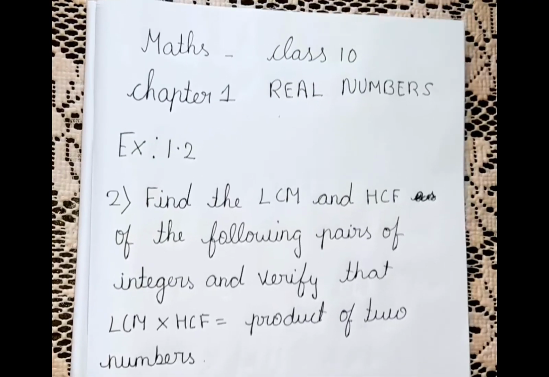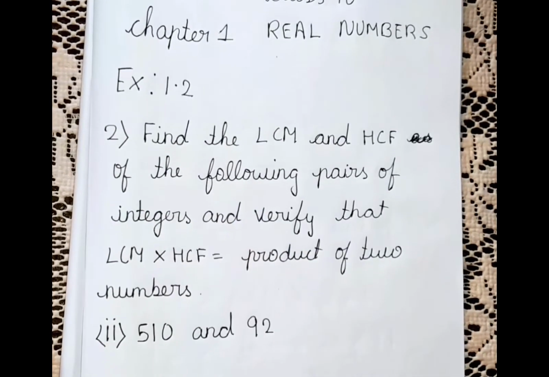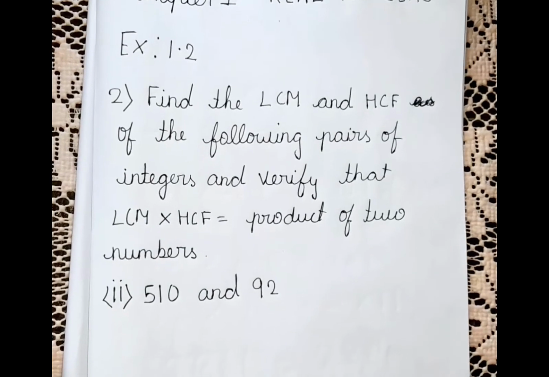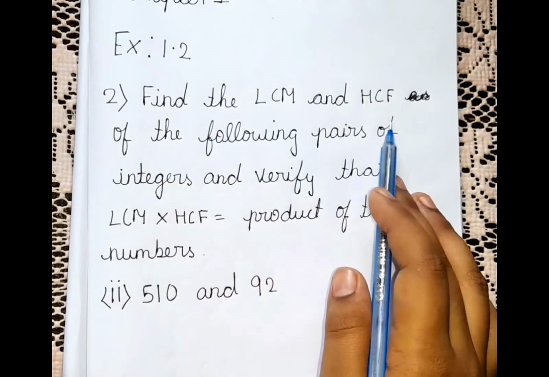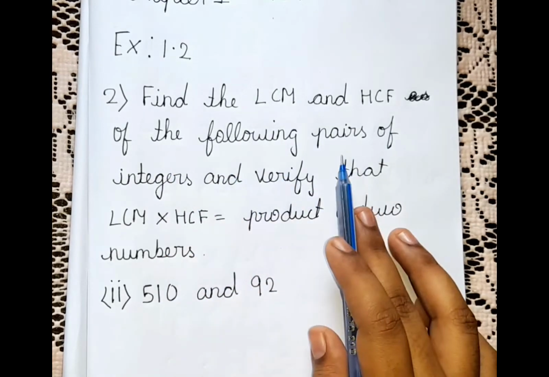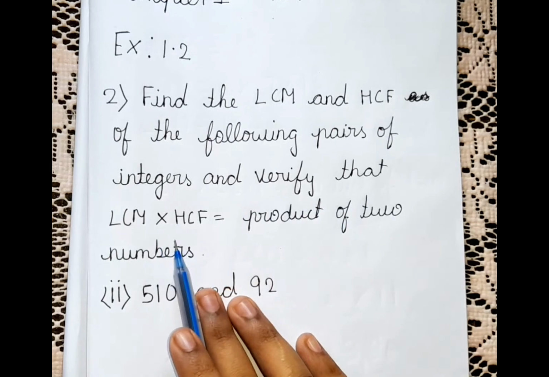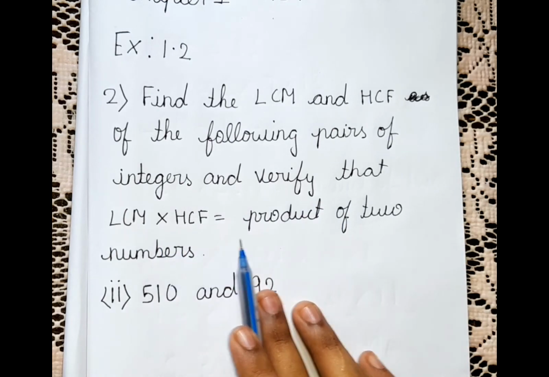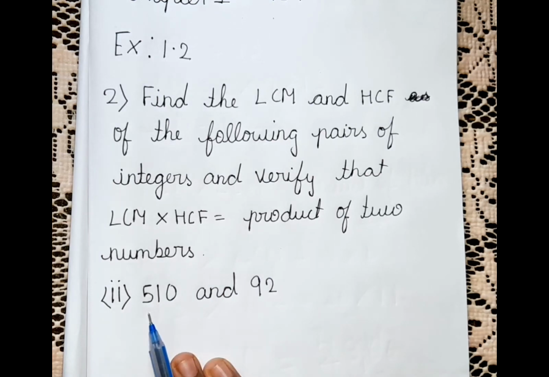Today we are going to be learning exercise 1.2, second question, third subdivision. Now let's read the question. Find the LCM and HCF of the following pairs of integers and verify that LCM into HCF is equal to the product of the two numbers. So this is the question. The third subdivision is 510 and 92.